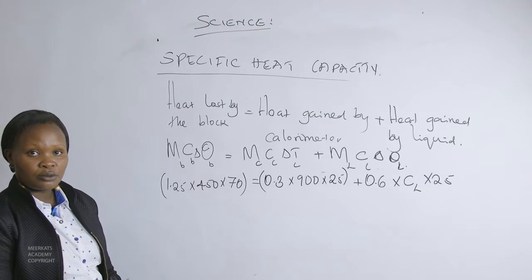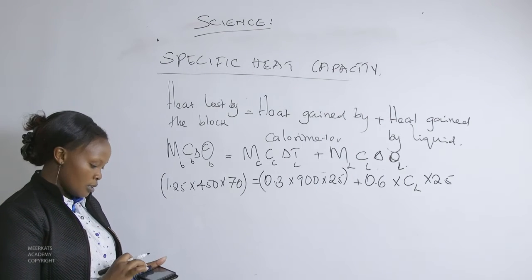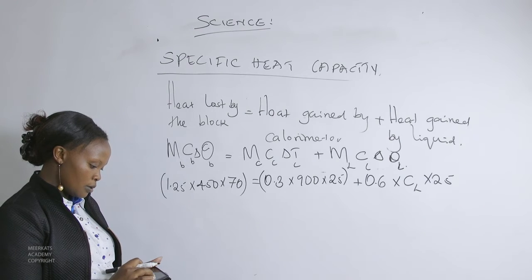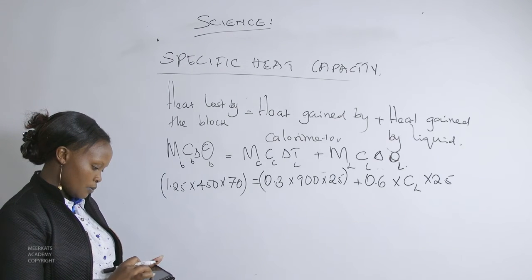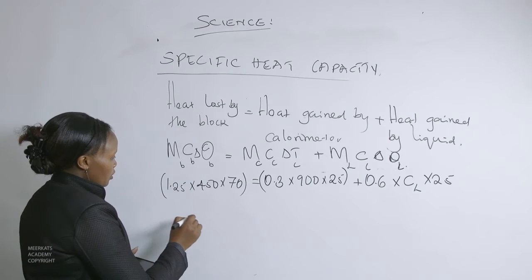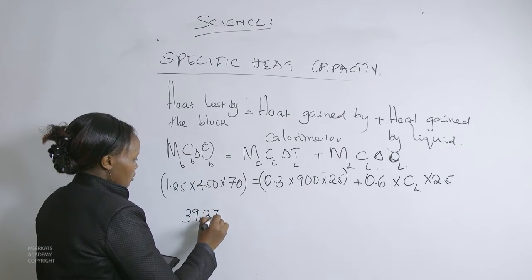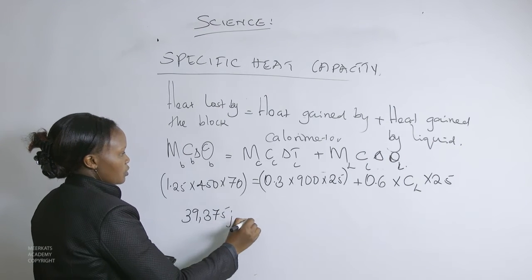Let us work out what we have. On the left-hand side, we have 39,375. These are joules.